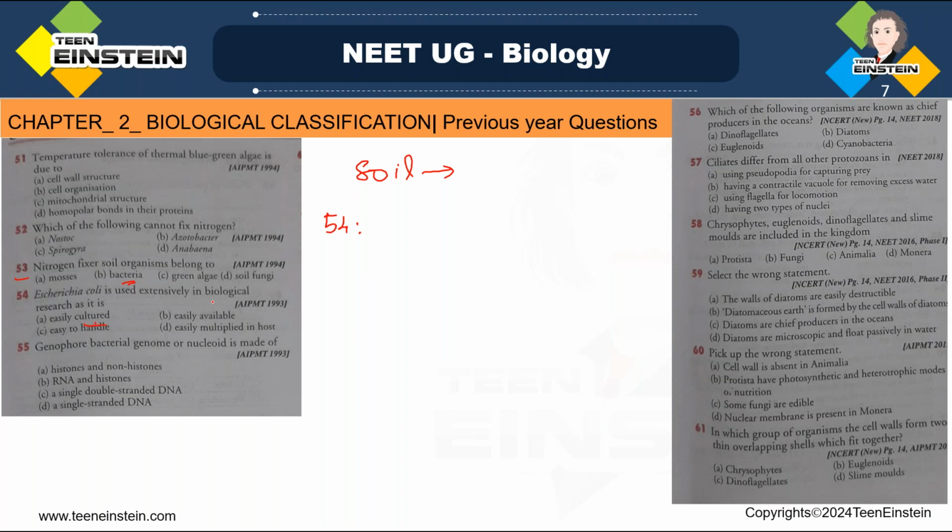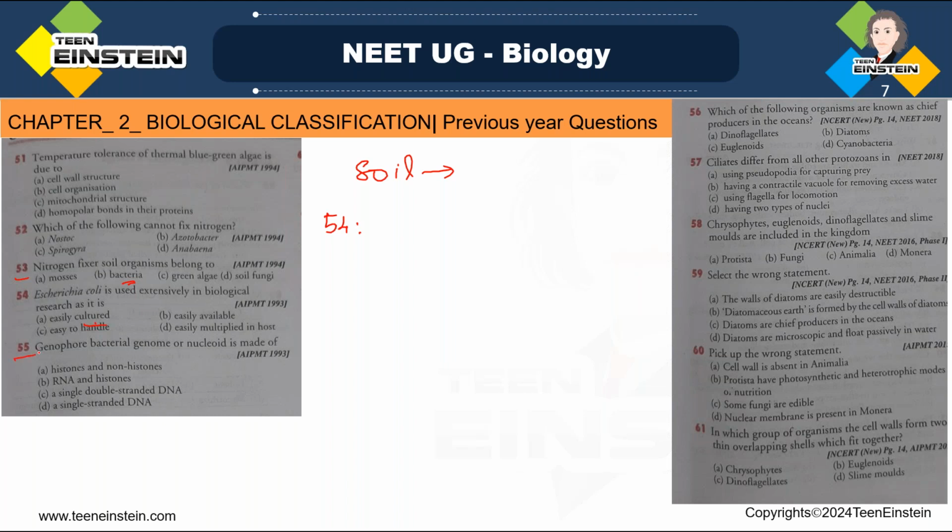So if we can culture them easily, it means they are widely accepted for all the studies, and their multiplication time will be less. Within a short time they can be cultured, in minimal medium requirement and with a fast rate of multiplication. Everything is a reason, so that's why it's easily cultured. That's the best option. It is easy to handle, easily available, easily multiplied in host. Apart from all these things, the best option is easily cultured, right? For culturing, it's very easy.